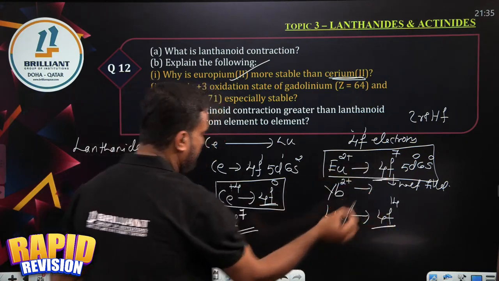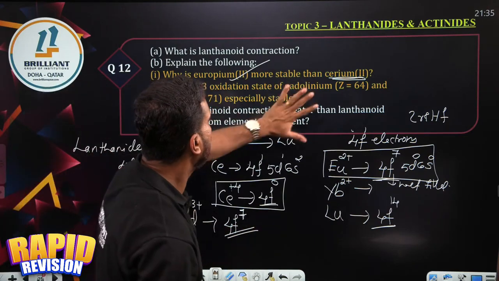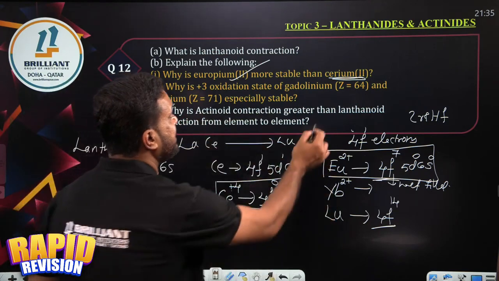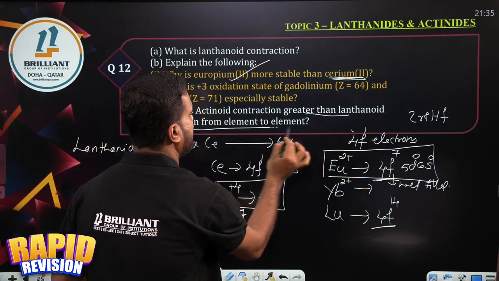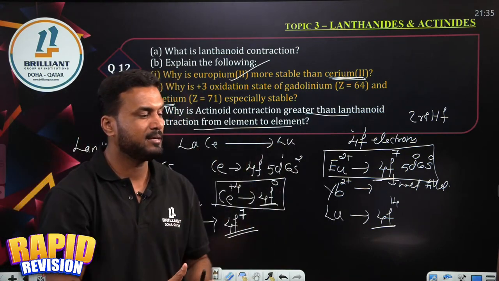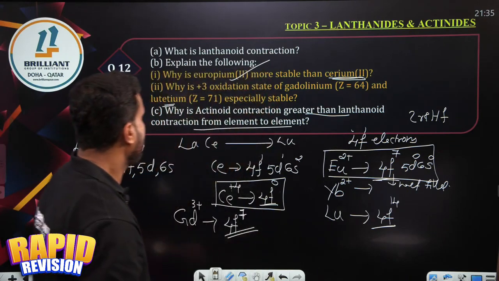Lutetium has completely filled 4f subshell. Gadolinium has half filled 4f subshell. That is why they are more stable. Why is actinoid contraction greater than that of lanthanoid contraction from element to element? Tell the reason.